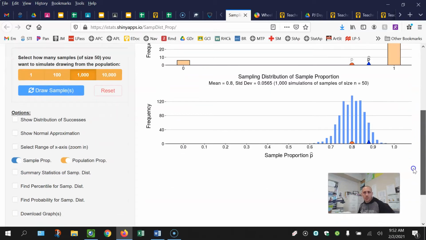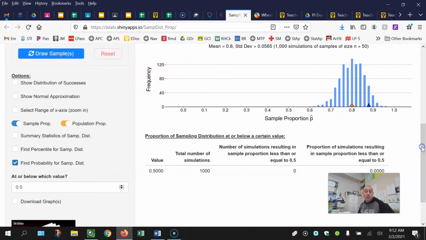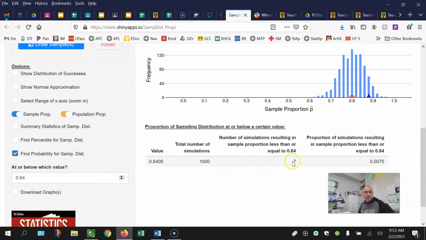And there we go. There's my simulated sampling distribution. And now I'm going to click on find the probability for the sampling distribution. And I want to take what happened in the one sample. When I shot the 50 shots, I made 32. So if I want to know what percent is at or below 64%, that's going to pop up right here. 7 out of 1,000 or 0.007.